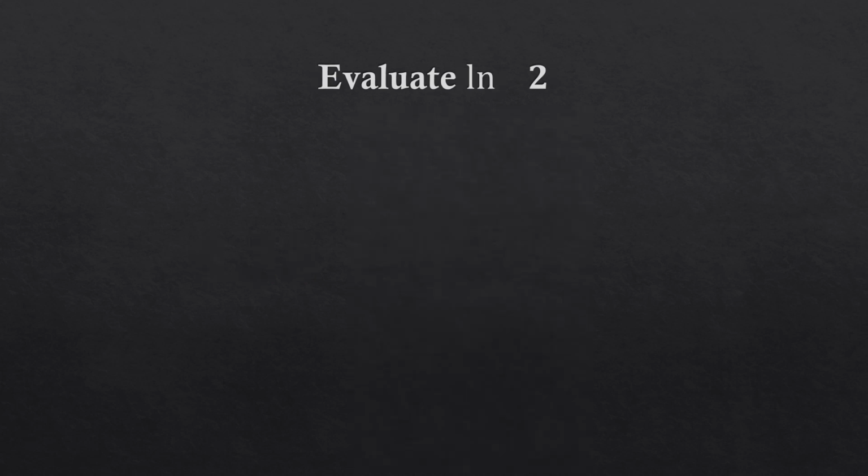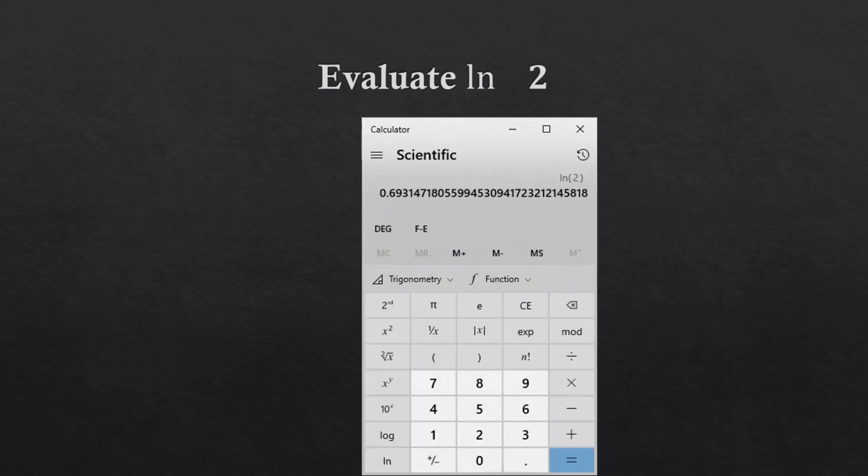Next one, we have evaluate ln 2. In evaluating this kind of problem, all you have to do is, again, use your calculator. So how to input that one? If this is your calculator, you can locate your ln here, and then press the number 2. And then you will be seeing this particular value. If your teacher is trying to get a value rounded off to the nearest hundredths, then you can have this answer.